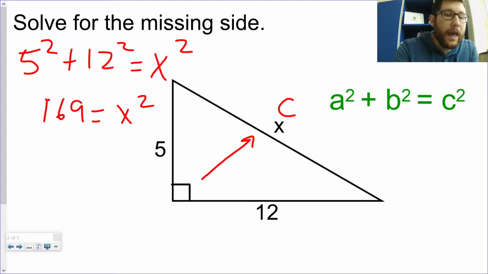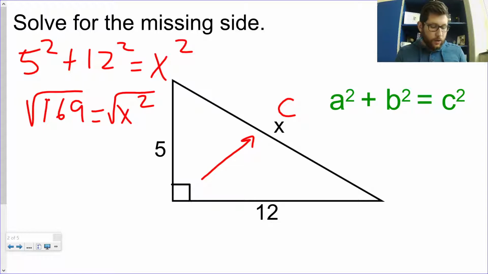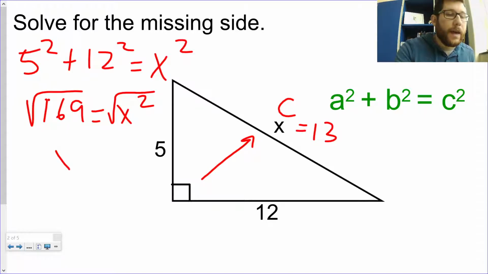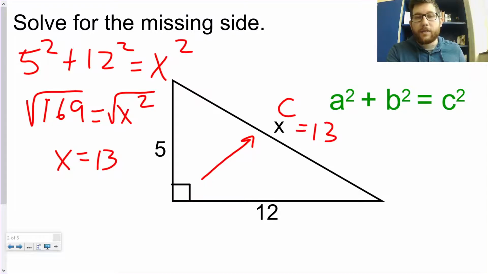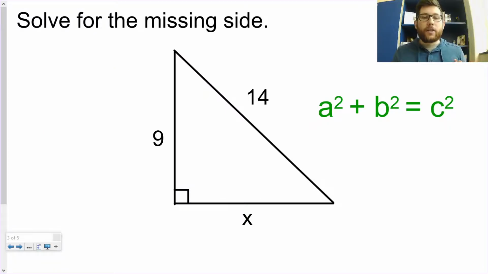So remember, I've got x squared. I need to take the square root of both sides. So I take the square root, and I get x is equal to 13. That makes sense because the side opposite the 90 degrees, the hypotenuse, should be bigger than the other two sides.